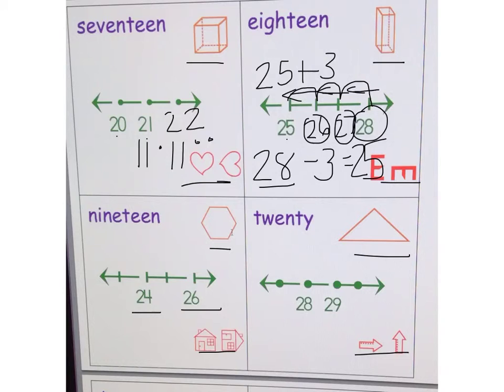Here we have 24 and 26. What number comes between 24 and 26? That would be 25. What number comes before 24? That would be 23.